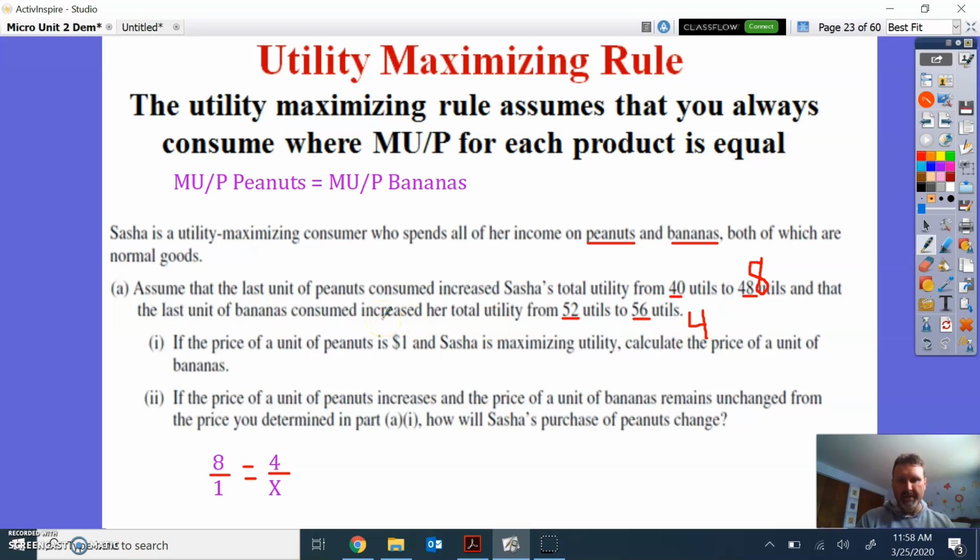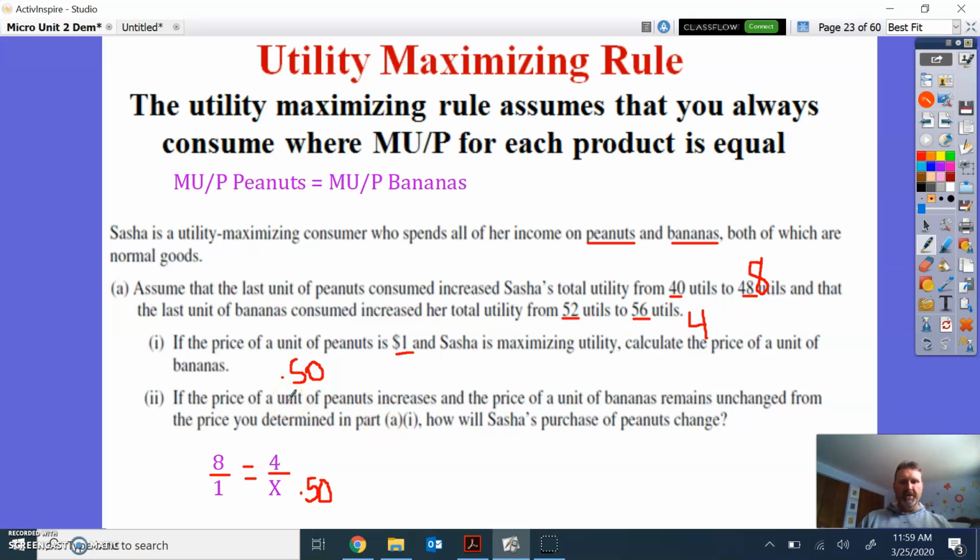So the question we need to figure out is, how much does a banana cost? Well, we know that MU over P equals MU over P. So we have the marginal utility of peanuts, that's 8, over the price of peanuts, which is $1. So 8 over 1 equals 4 over x, because we don't have the price of bananas. So we do some basic cross multiplying. We get 8x equals 4, and then we get x by itself. Using cross multiplication, we figure out that x is worth 50 cents. That's pretty cool. So now we know that.